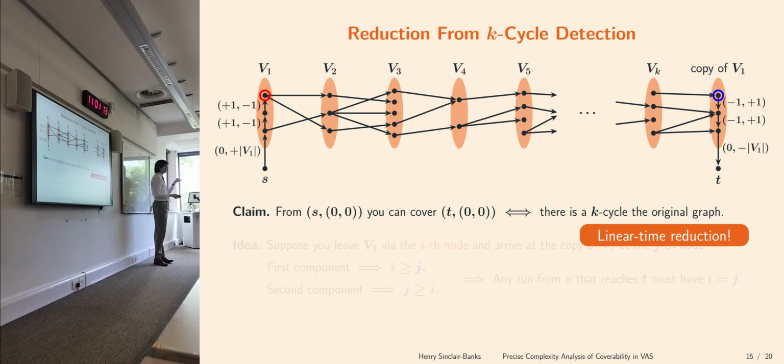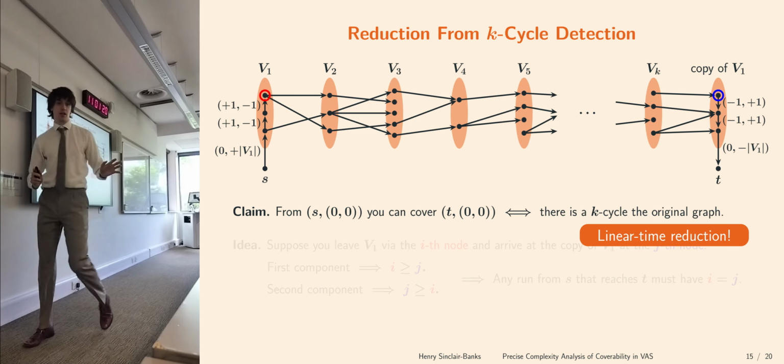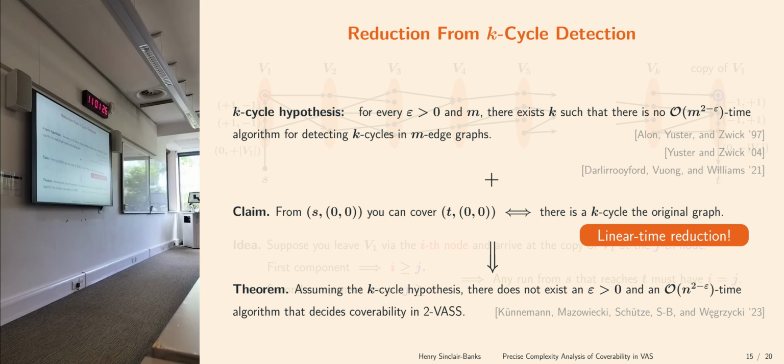I added 2 states and a few transitions. All these transitions have extremely small weights, something like the number of nodes in the graph. This is extremely, extremely simple. And so now if I combine this with the k-cycle hypothesis, then I immediately resolve that under the k-cycle hypothesis, there are no truly subquadratic time algorithms for coverability in 2 VASS, which is really nice.